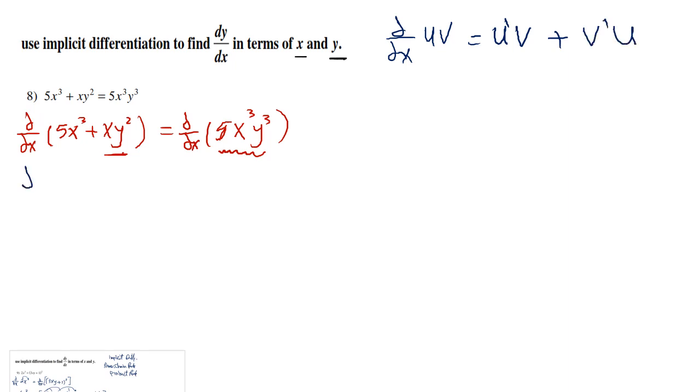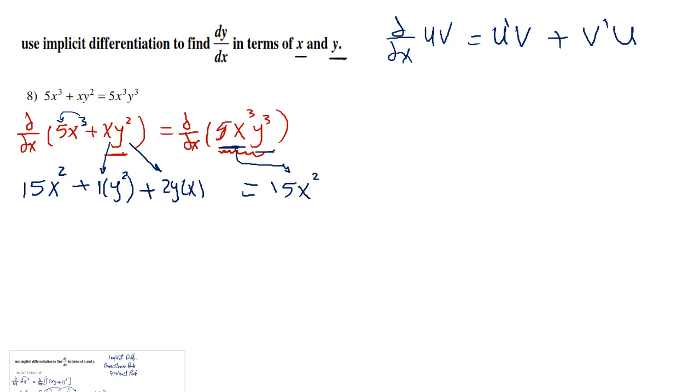So d by dx here, the derivative of 5x cubed, I'm going to put down the exponent, so it's going to be 15x and subtract 1 from the power. So it's 15x to the power of 2. This is a product rule, so the derivative of the first, which is 1, multiplied by the second, plus the derivative of the second, which is 2y, multiplied by the first, is equal. Here is another product rule. The derivative of the first is 15x squared, multiplied by the second, plus the derivative of the second, 3y squared, and for any derivative of y, we write down dy by dx.